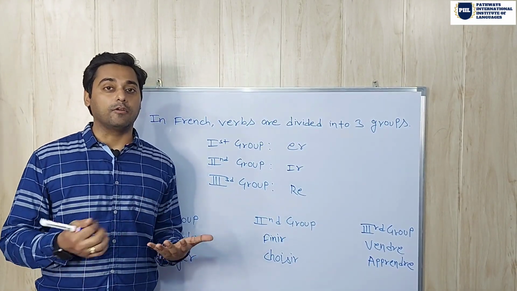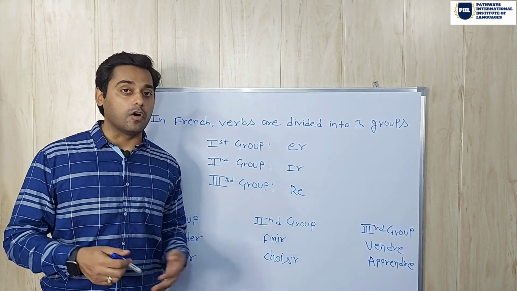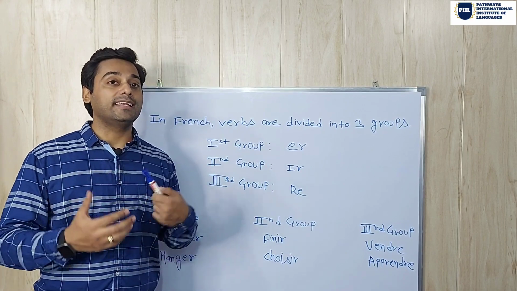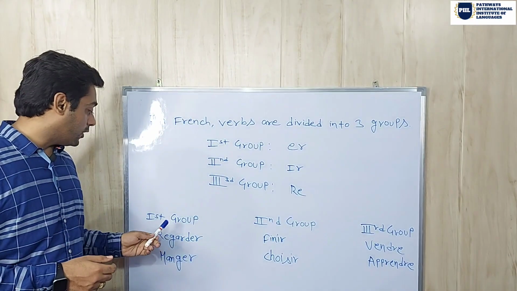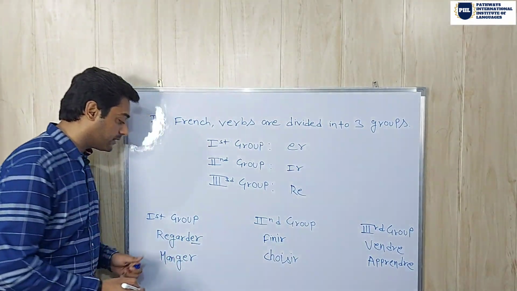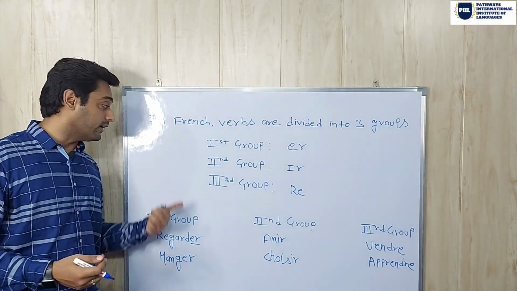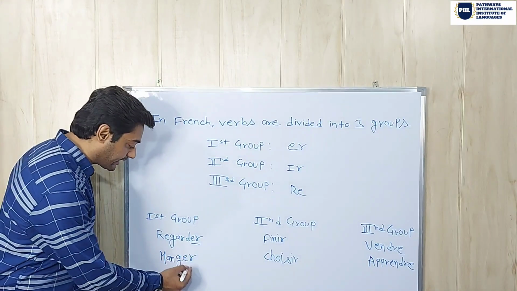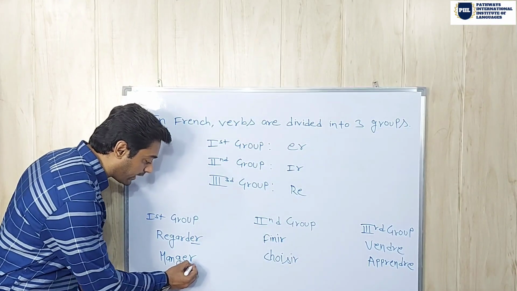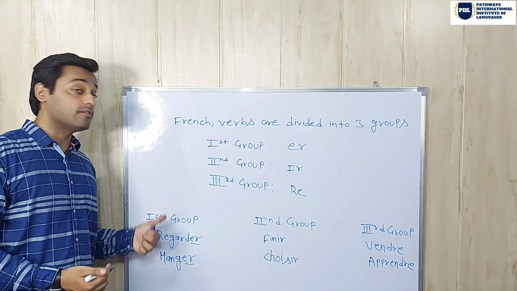Now you must be thinking, why am I calling them ER ending, IR ending and RE ending verbs? It's because if any verb ends with ER, we call it an ER ending verb. For example, look at this verb, regarder. Regarder means to watch. This verb ends with ER. That's why we call it an ER ending verb. The second verb is manger. Manger means to eat. This verb also ends with ER. So that's why we call them ER ending verbs, which come in the first group.